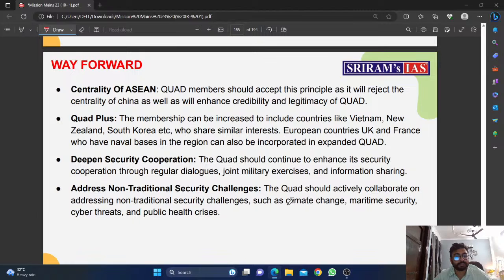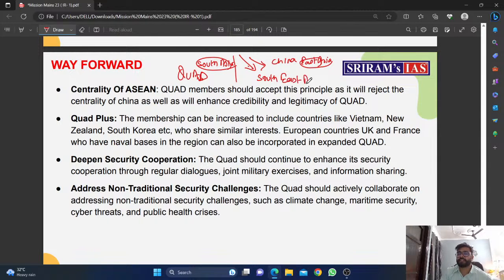The way forward is the centrality of ASEAN. Now in between you have Quad in South Asia, and you have China in East Asia. In between you have Southeast Asia, where which group dominates? ASEAN.